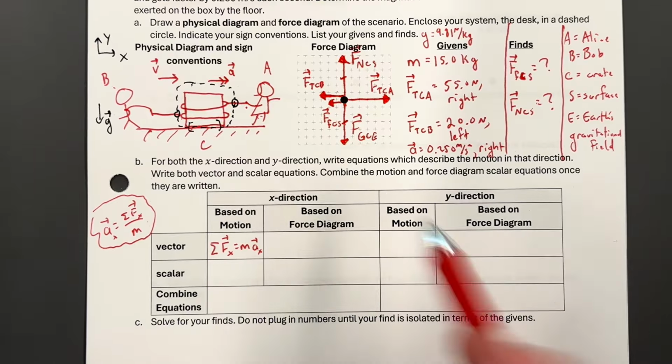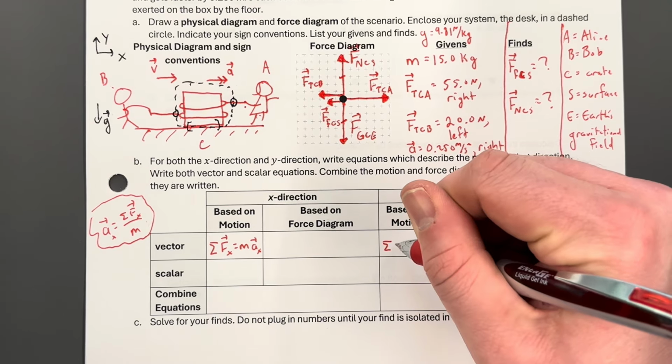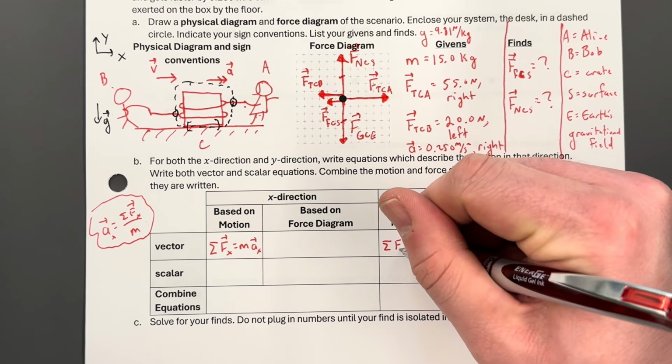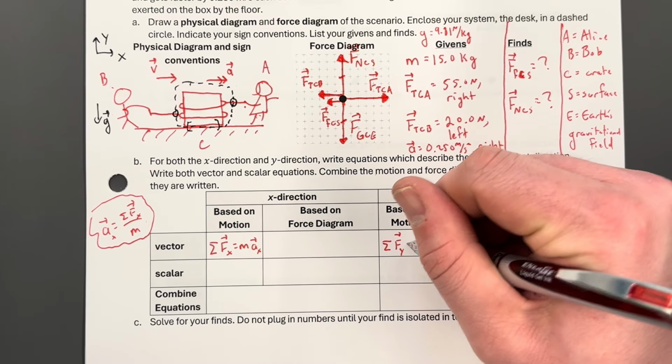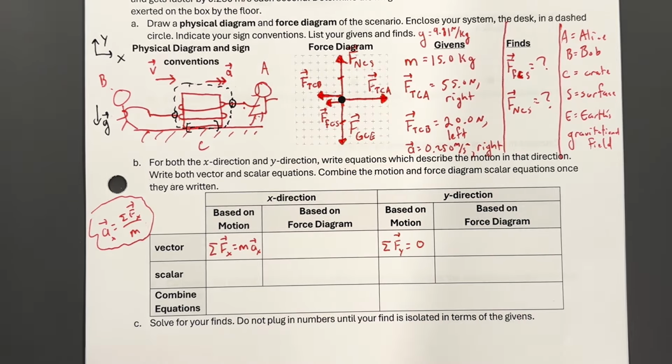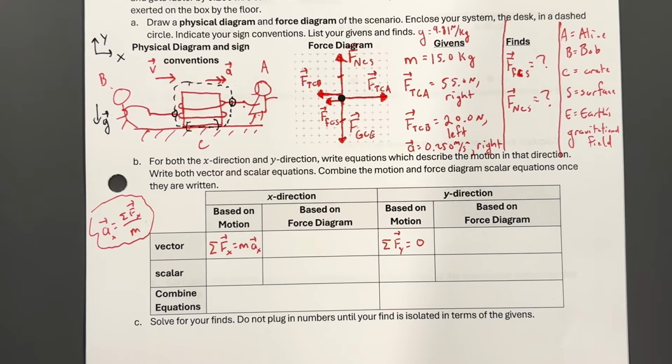In the y direction, I have no acceleration. And so it is true that net force in the y direction equals mass times acceleration, but that acceleration is 0. So I'm just going to say the net force is 0 in the y direction.